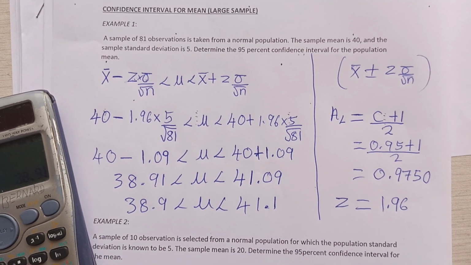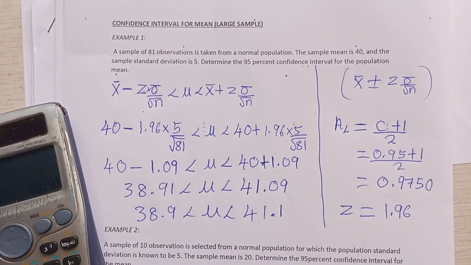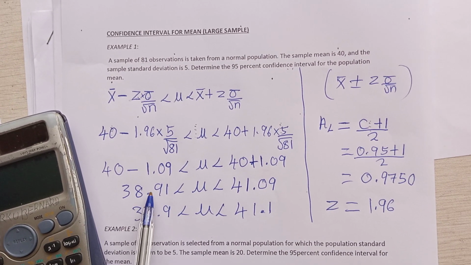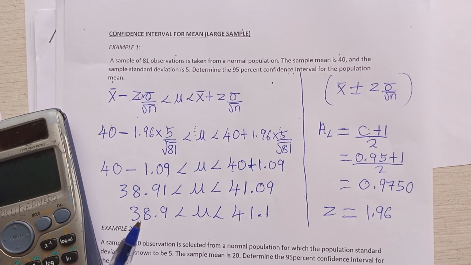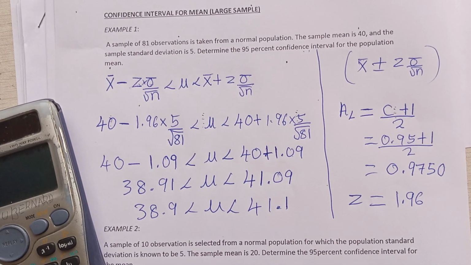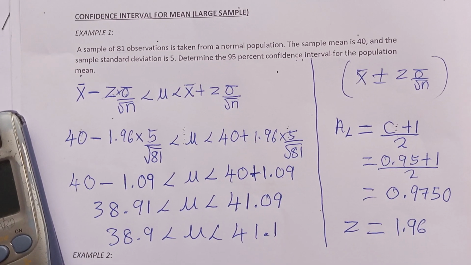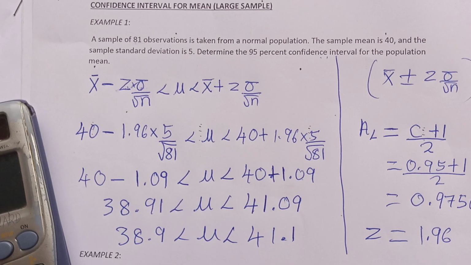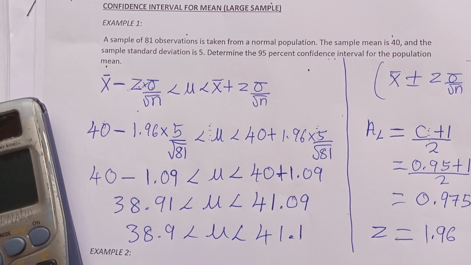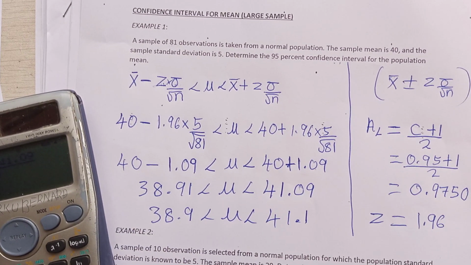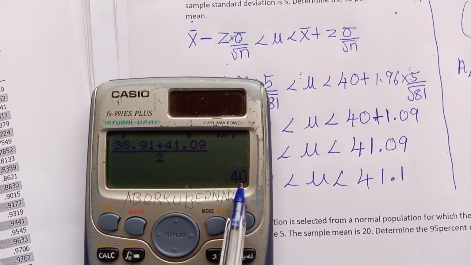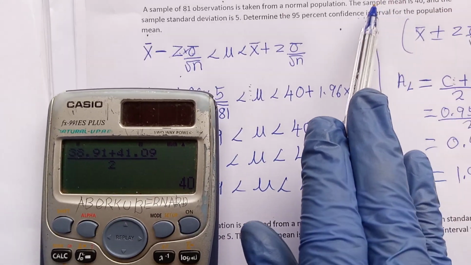Now look at something. If you want to know if you are right or you've done something wrong, when you are done solving, you take the lower bound and the upper bound, add them together and divide by 2 to see if you get the sample mean back. Let's try it and see. 38.91 plus 41.09 all divided by 2. What do you get? See, you've gotten 40. Can you see that? You've gotten the sample mean back.